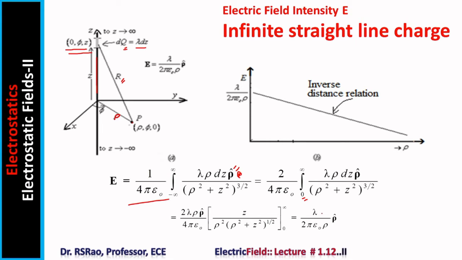So after integration, substituting the limits, ultimately we will be getting lambda by 2 pi epsilon rho, and rho cap. So this is the expression at a point P, which is at a distance of rho from infinite straight line charge. Here in the graph it is shown how field varies with respect to distance. So this is charge distribution. As you move away from the charge distribution, the field is inversely proportional to rho. So field is falling like this.